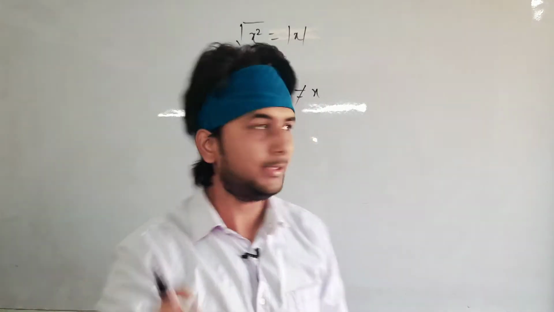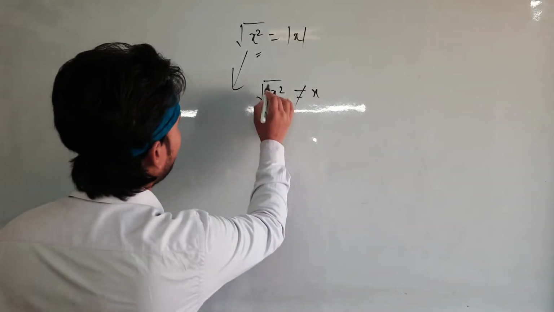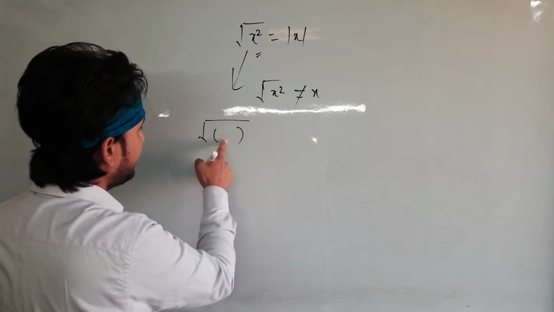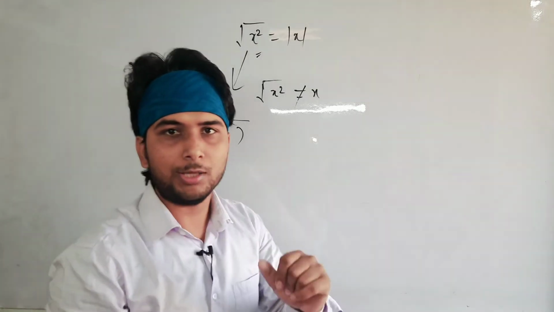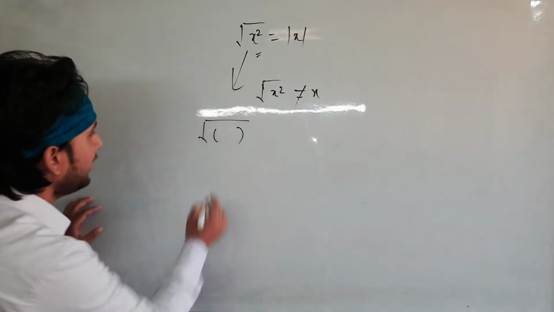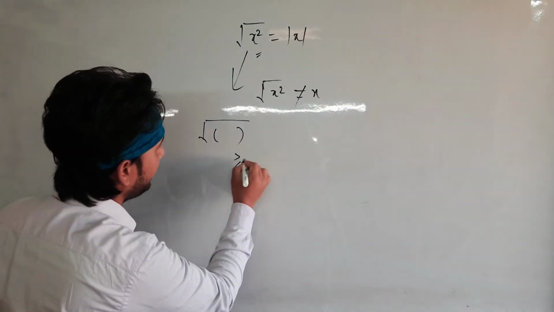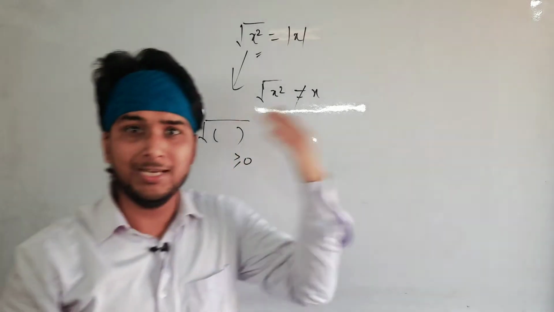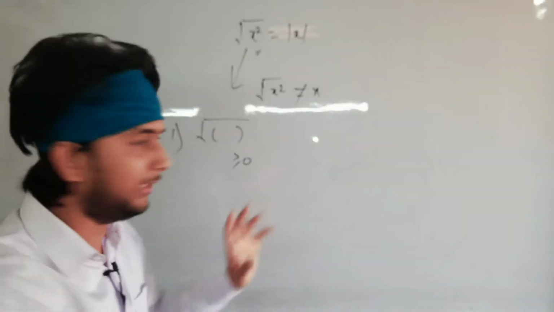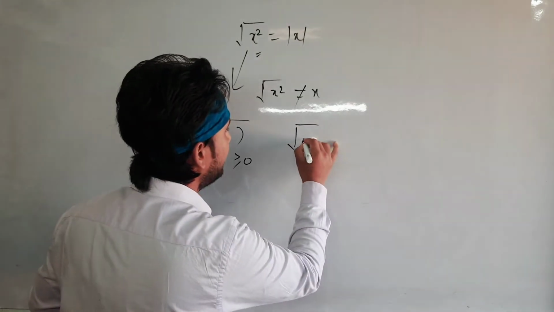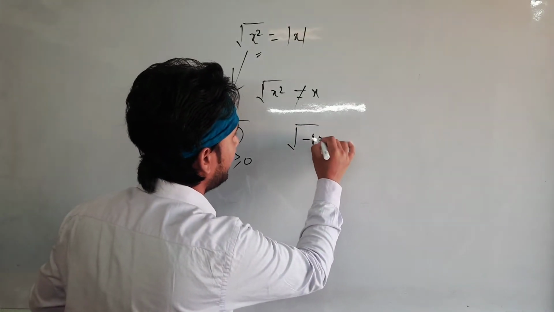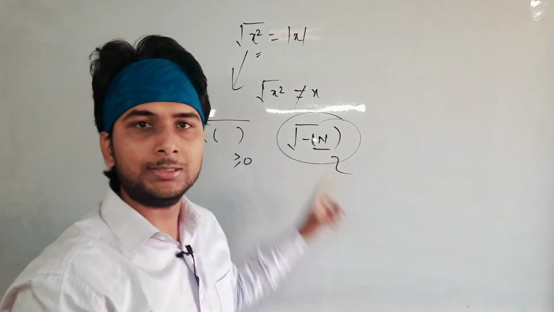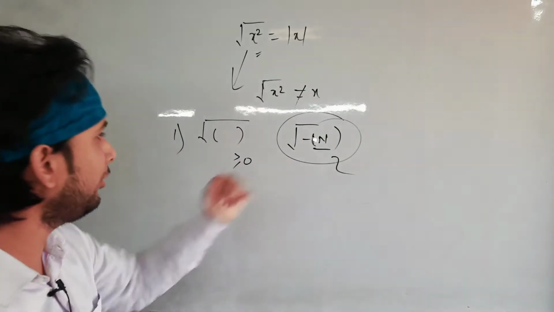It means that, first of all, inside the square root it should be greater than or equal to 0. First point, it should be greater than or equal to 0. If it is less than 0, what will happen? It will become a negative number, and that will be a complex number, which is not defined in real numbers.